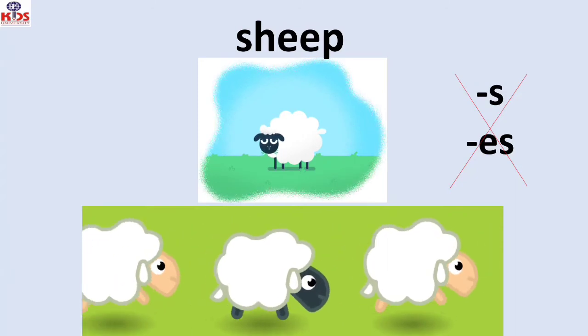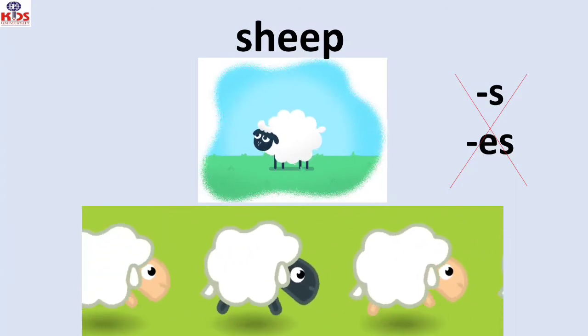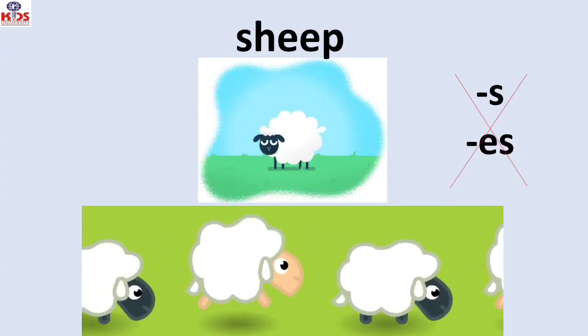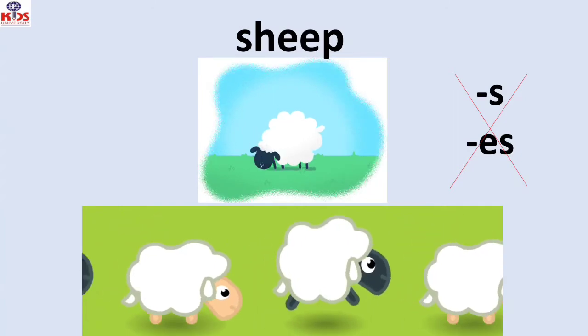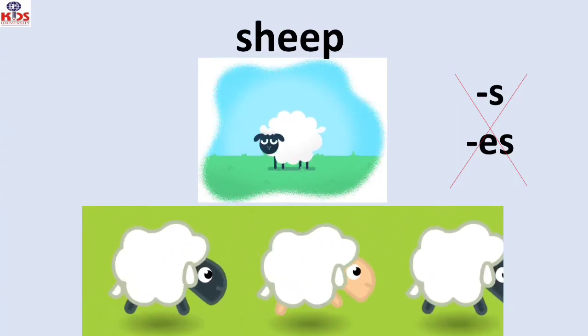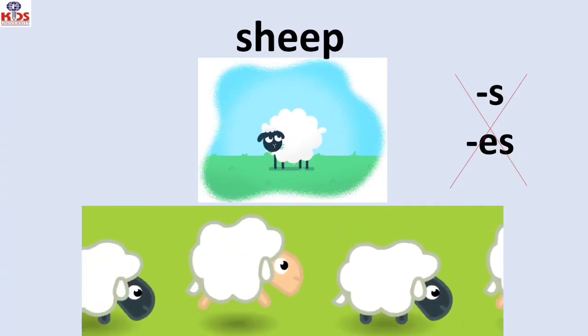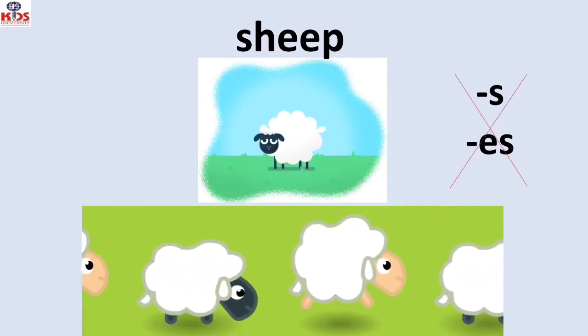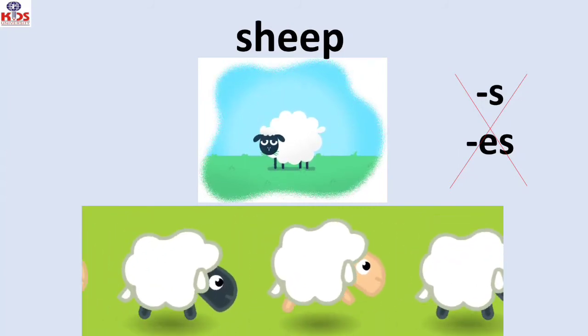It's the same with sheep. We can count the number of sheep, but we do not change the word if there is more than one. Sheep will remain sheep in its plural form also. I can't say that I have 5 sheeps. I would say I have 5 sheep.